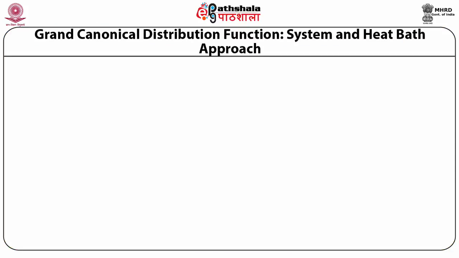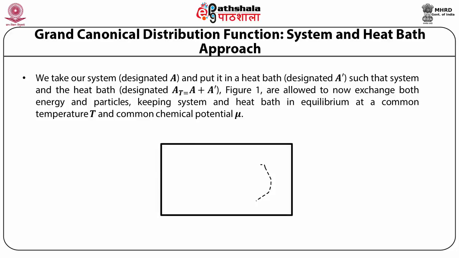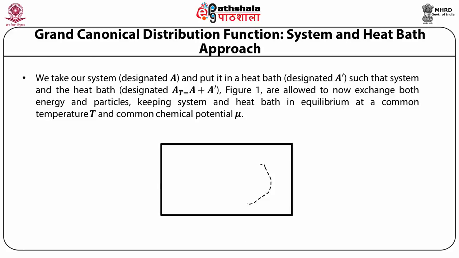Grand canonical distribution function, system and heat bath approach. We take our system designated A and put it in a heat bath designated A', such that the system and the heat bath, designated A_total, is equal to A plus A', as shown in figure 1. They are allowed now to exchange both energy and particles, keeping system and heat bath in equilibrium at a common temperature T and common chemical potential mu.